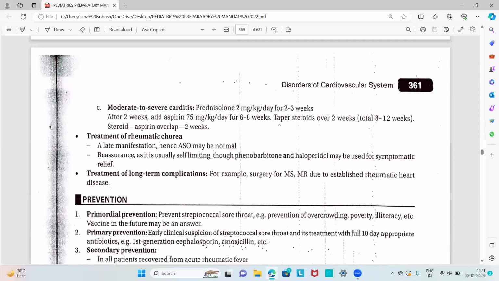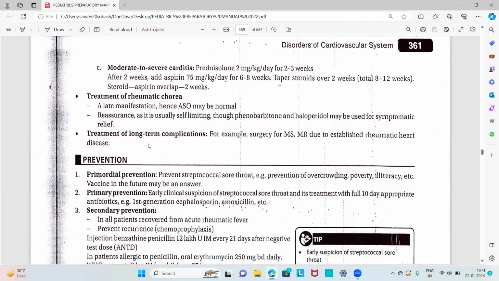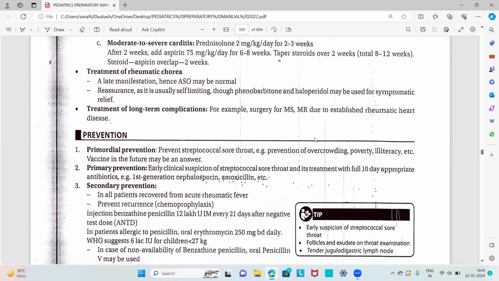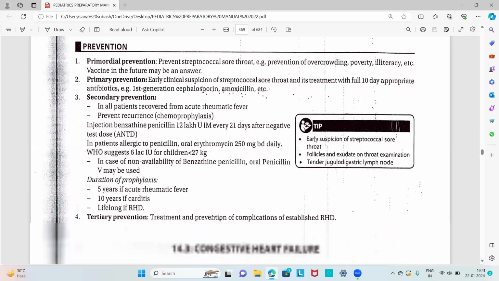Then for the treatment of rheumatic chorea, Sydenham's chorea is a late manifestation. Reassurance, as it is usually self-limiting, though phenobarbital and haloperidol may be used as symptomatic relief for the rheumatic chorea. Then treatment of the long-term complications, for example, surgery for mitral stenosis and mitral regurgitation due to the established rheumatic heart disease. That is all about the treatment of rheumatic fever and its complications.